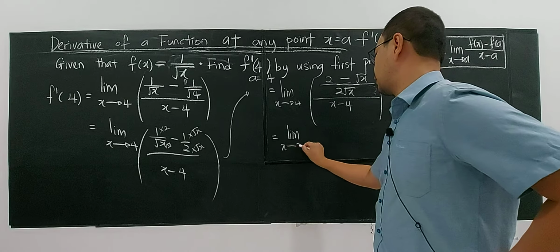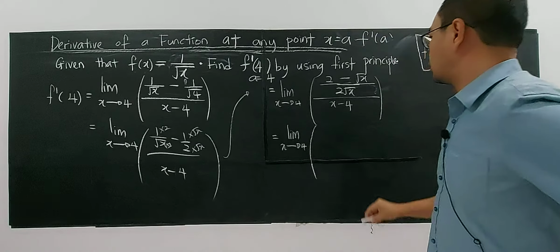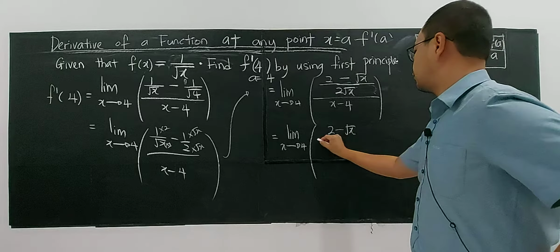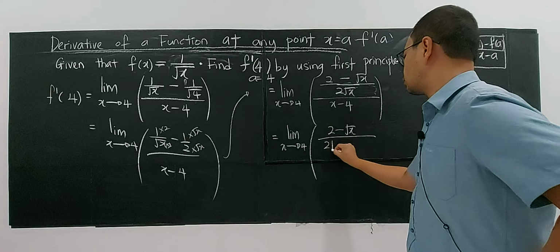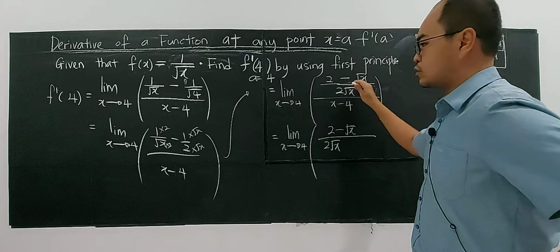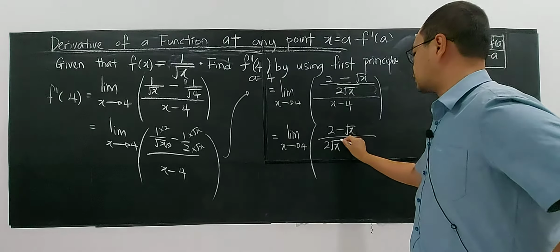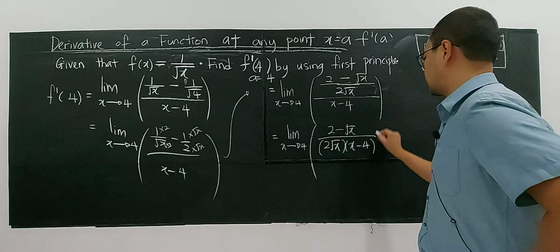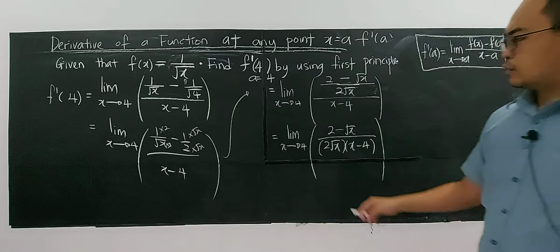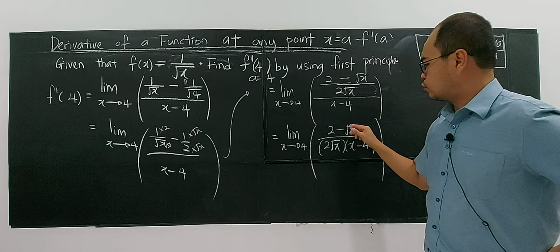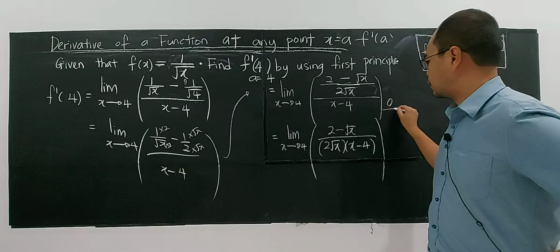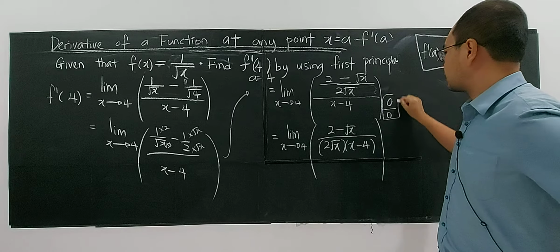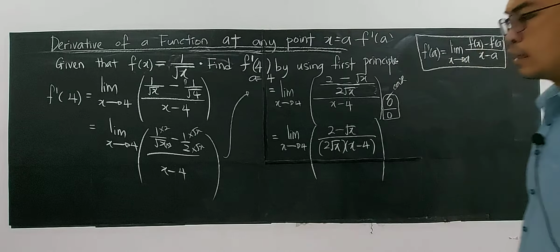So the limit as x approaches 4 of 2 minus square root of x divided by 2 square root of x, and you divide this by x minus 4. Now you can see, if you substitute 4, you get 2 minus 2, which is 0. And 4 minus 4 is 0 in the denominator, so it is undefined. This is the case here.